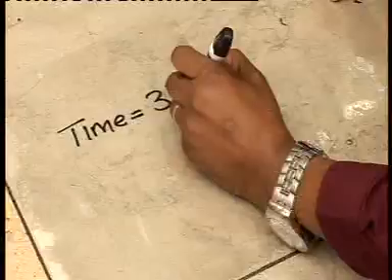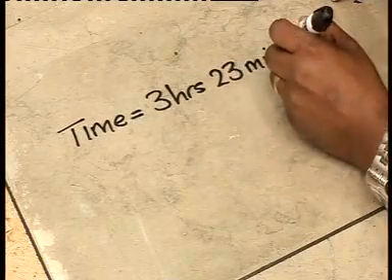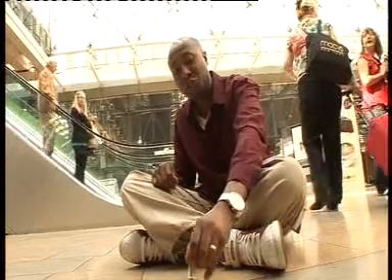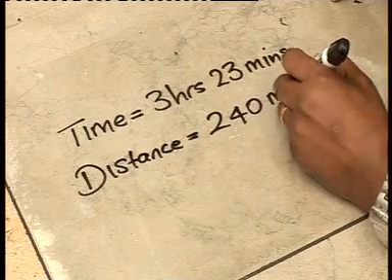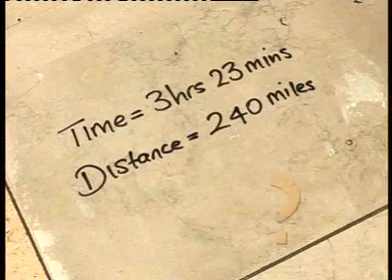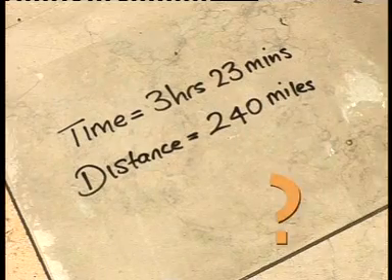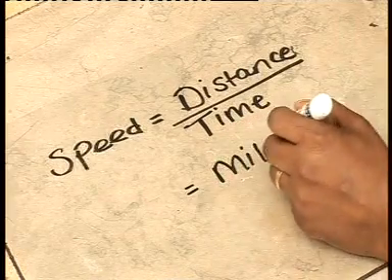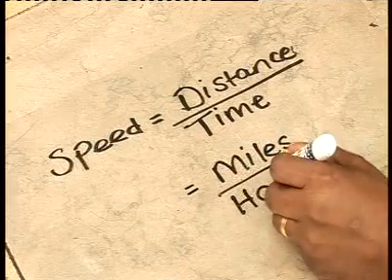If the train journey lasts 3 hours and 23 minutes, and the distance from London to Plymouth is 240 miles, what is the train's average speed for the whole journey? Speed is the distance covered divided by the time taken, which in this case is miles divided by hours, or miles per hour. Now, we know the distance from London to Plymouth is 240 miles, and the time taken is 3 hours and 23 minutes. So now you can work out the average speed of the train.